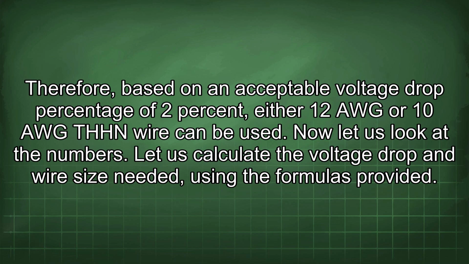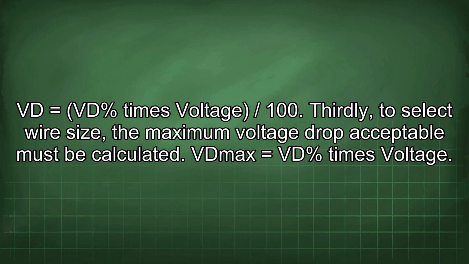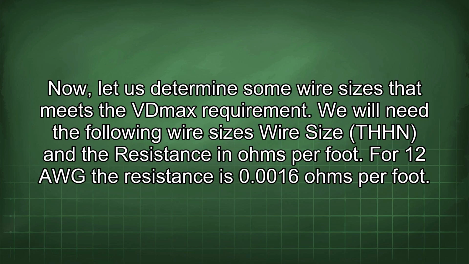Let us calculate the voltage drop and wire size needed, using the formulas provided. Firstly, calculating the voltage drop percentage. VD% equals distance times current times resistance slash voltage times 100. Secondly, to calculate the actual voltage drop, use the following formula. VD equals VD% times voltage slash 100. Thirdly, to select wire size, the maximum voltage drop acceptable must be calculated. VD max equals VD% times voltage. Now let us determine some wire sizes that meet the VD max requirement.